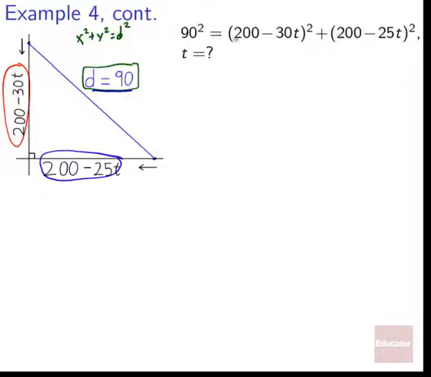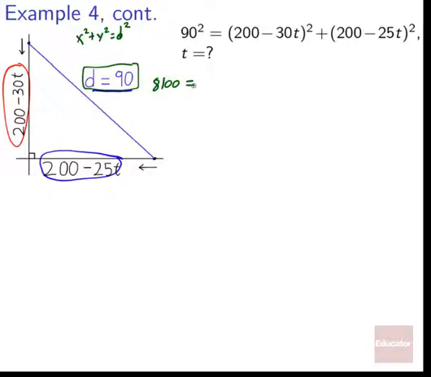So we've got 90 squared equals (200 minus 30t) squared, our red car, our north car, plus (200 minus 25t) squared, our east car, our blue car. Great, and now we're trying to solve this, figure out at what t that equation will be true. So we just start working it out. This is going to get pretty big pretty fast because we've got big numbers, but luckily we've got access to calculators in this world. So 90 squared, plug that in, that comes out as 8100.